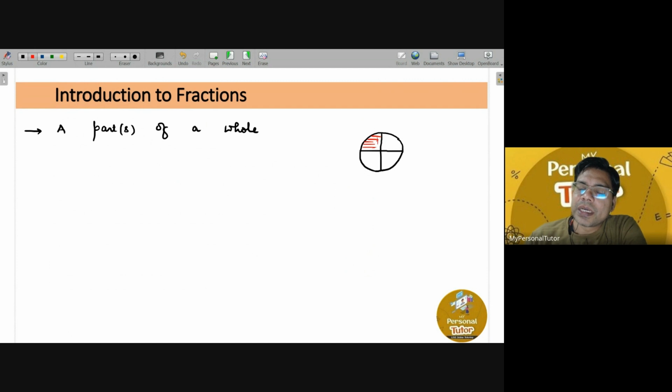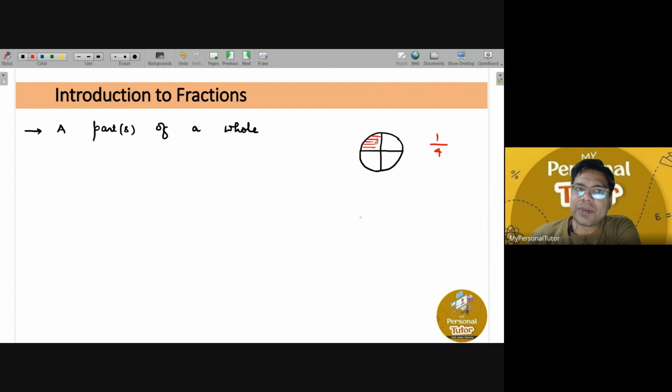Now, if you have to represent this slice in the form of a fraction, how will you write it? You will write 1 out of 4. I repeat once again, you have a big pizza, you divide it into four equal parts, and you take one slice of that. And if you have to write it in fraction form, how do you represent it? 1 upon 4, 1 out of 4.